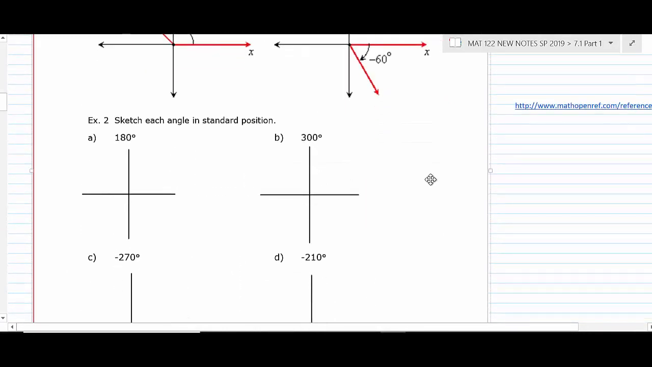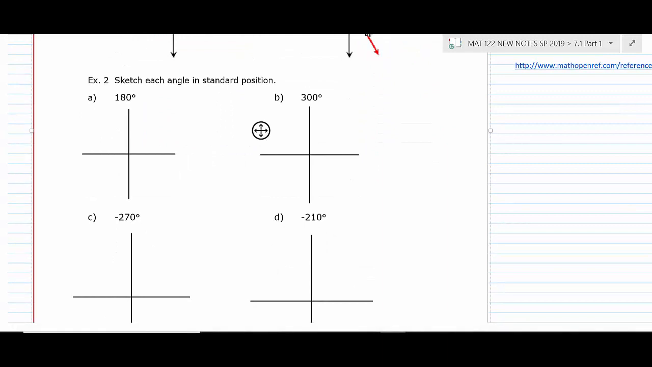Okay, so what we'll do now is we always start with this. You always need to start at the x-axis. So go ahead and draw a ray on the x-axis and then count it out.